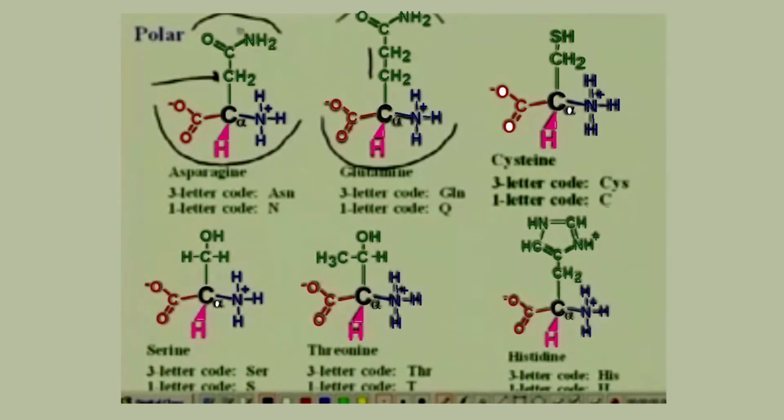So, this amide group has a single beta carbon attached to the C alpha. In glutamine, we have two CH2 moieties here. We have a C alpha, a C beta, a C gamma, a C delta, and to it is attached the C double bond O and the NH2, or the oxygen and the nitrogen.